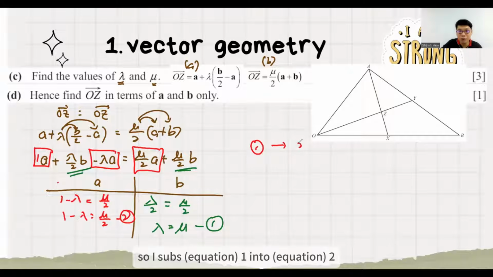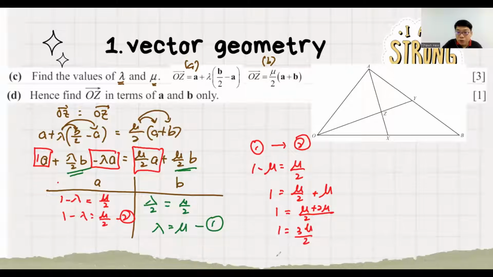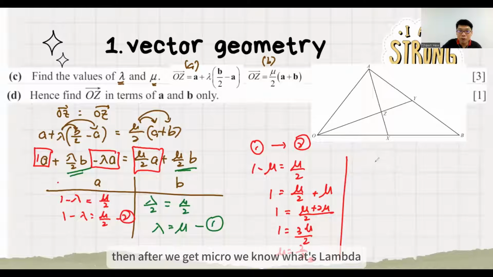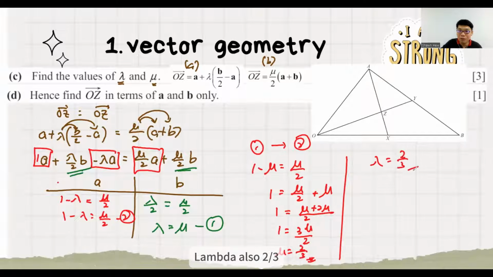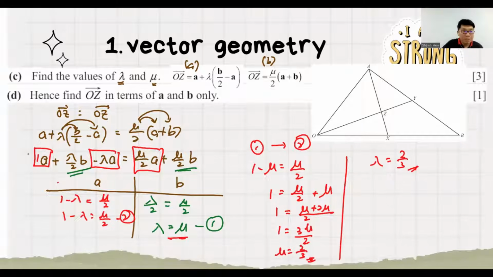I substitute 1 into 2. So 1 minus mu equals to mu over 2. So 1 equals to mu over 2 plus mu. So mu equals to 2 over 3. Then after we get mu, we know what lambda is. Lambda is also 2 over 3 according to this relationship. So we successfully get our lambda and mu.